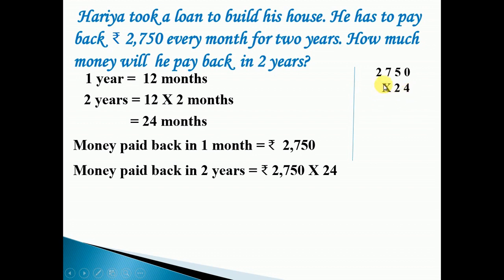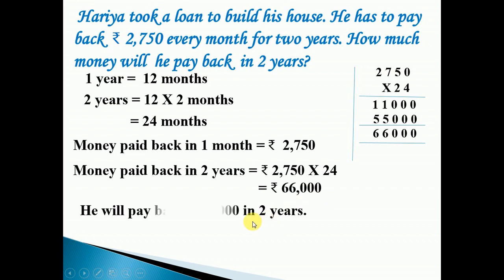Now we multiply 2750 into 4 is equal to 11,000. 2750 into 2 is equal to 55,000. Now we add both numbers, that is 66,000 rupees. Thus, he will pay back rupees 66,000 in 2 years.